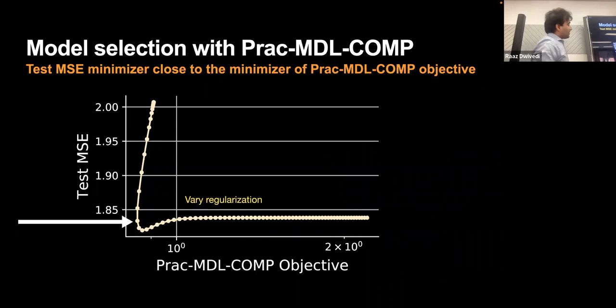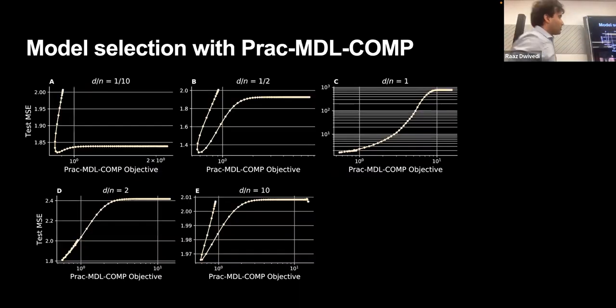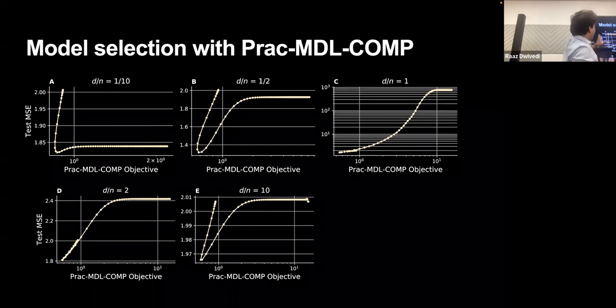In simulations, one can ask how this objective correlates with the test MSE. So this is what I'm trying to plot here, because as you vary lambda, your test MSE would change and your practical MDL comp will change. And from here, you see that the objective remains kind of flat, but the test MSE and the objective are both minimized in the same region, saying that this might be a good proxy.